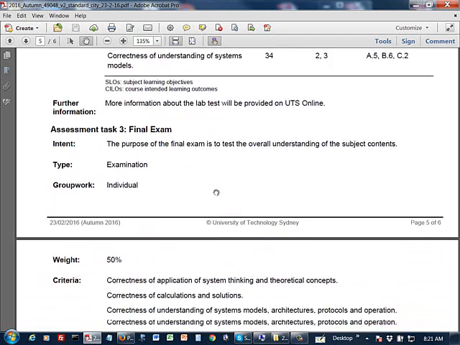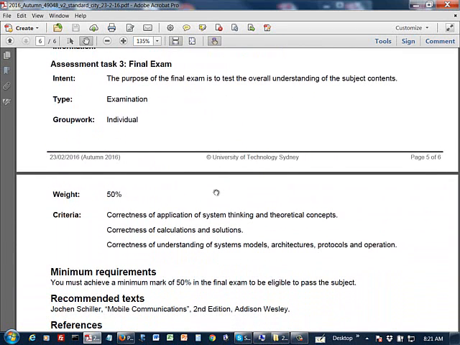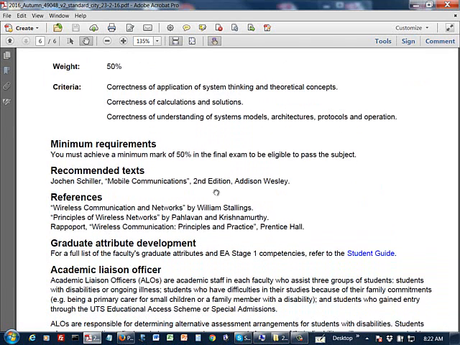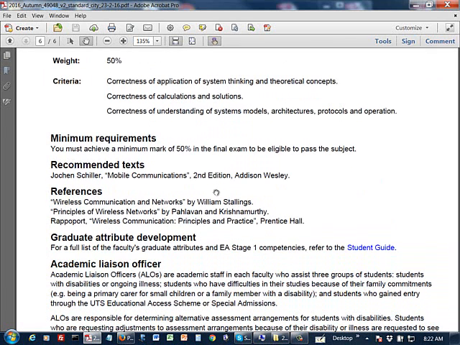The third important assessment task in this subject is the final exam, which is probably the most important one because it forms 50% of the subject mark, and it will cover everything you've studied in this subject. The purpose of the final exam is to test the overall understanding of the subject contents, and again, it's an individual exam. It will be based on UTS Online. So in order to pass this subject, you have to achieve a minimum of 50% in the final exam of the subject, and obviously you also have to get 50% or more in the subject mark.